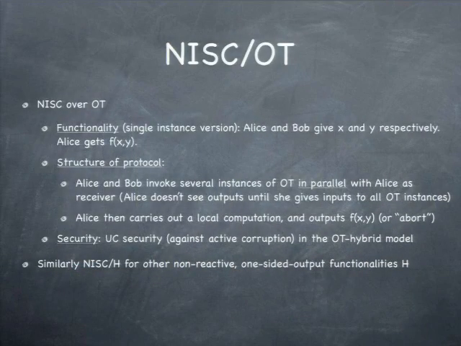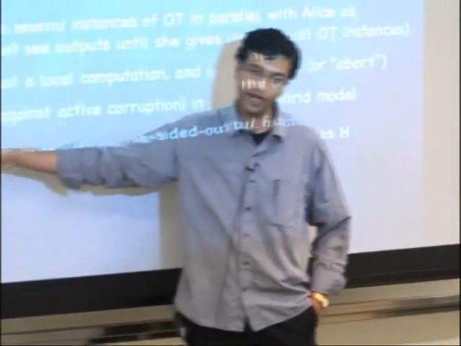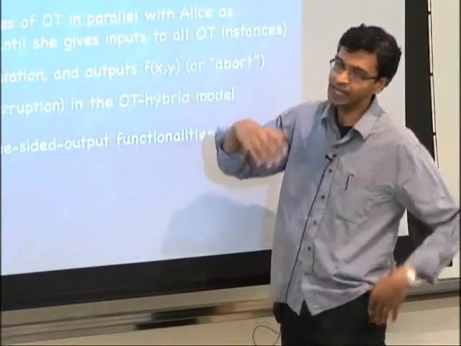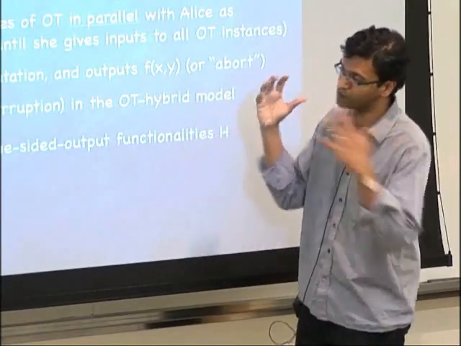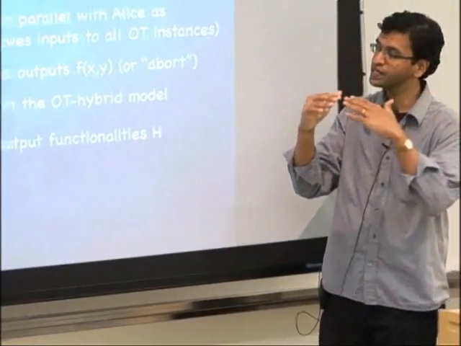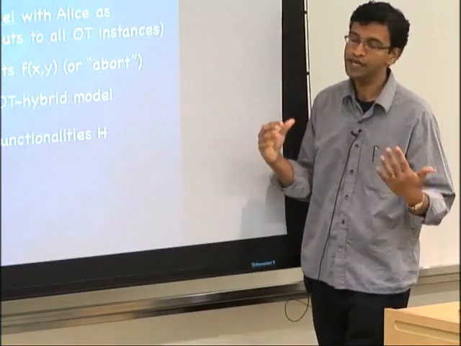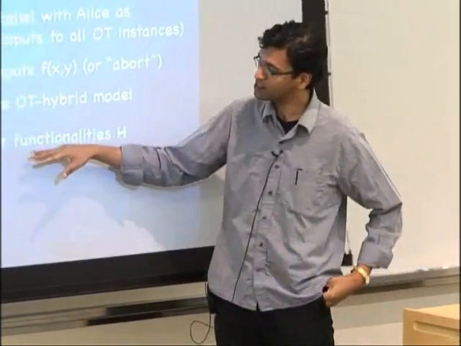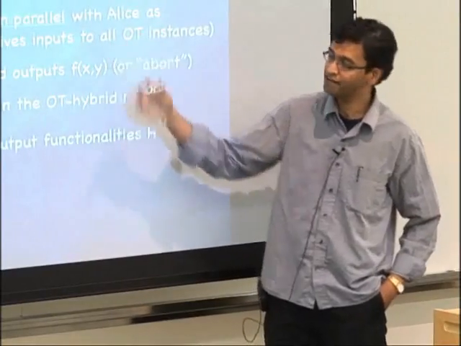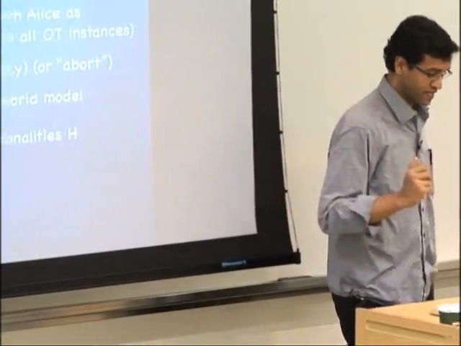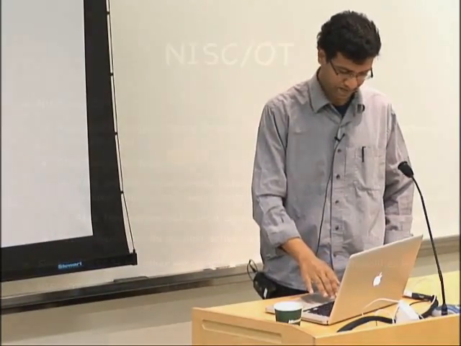You could also think about NISC over any functionality H, where the functionality is like OT in the sense that both parties give one-shot input and just one of the parties, namely Alice, gets the output. Why do we do this? Not just because we can, but we will use these kinds of things as intermediate primitives for different H's.